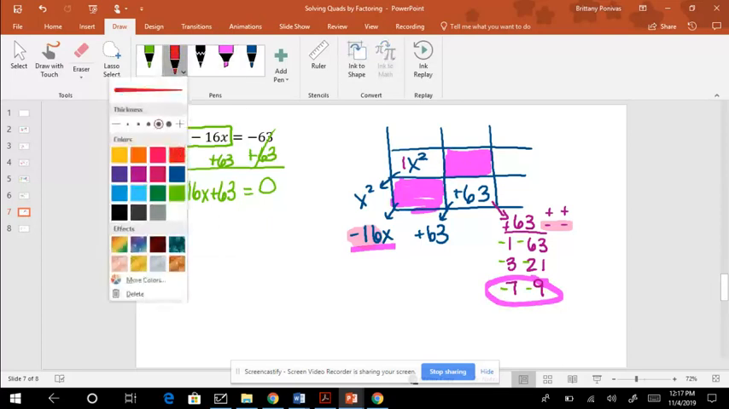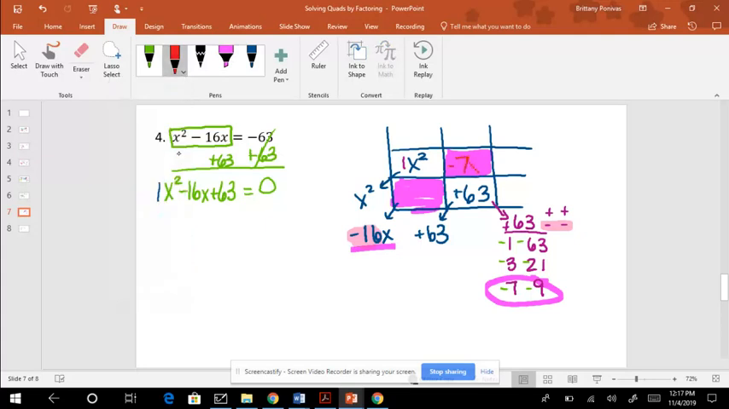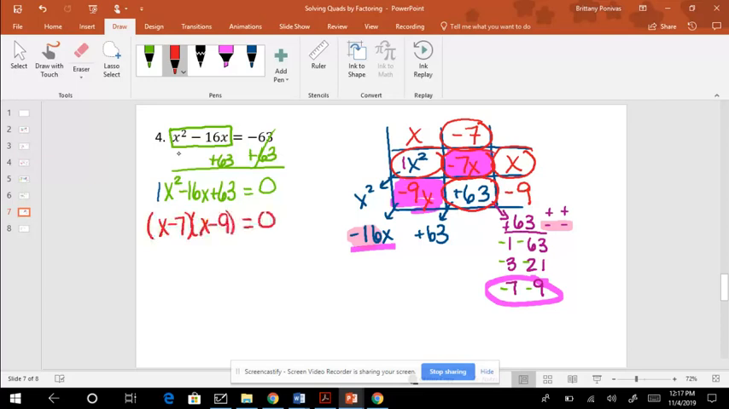So you fill those in the boxes, it doesn't matter where, and then you work backwards. To get x squared, we had to have an x on top and an x to the side. To go from x to a negative 7x, we needed a negative 7 up top. To go from a negative 7 on the top to a 63 on the inside, we would need a negative 9. So this factored to be x minus 7, x minus 9. That was your second step.